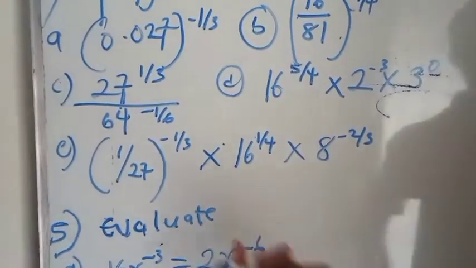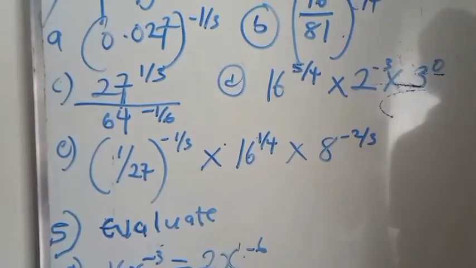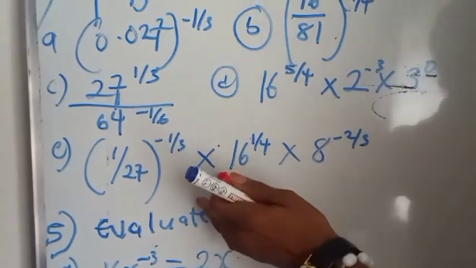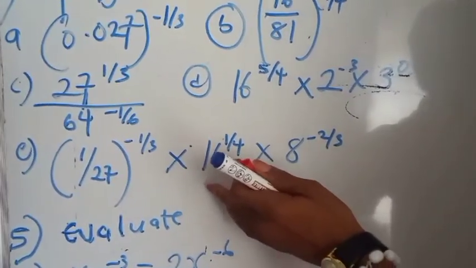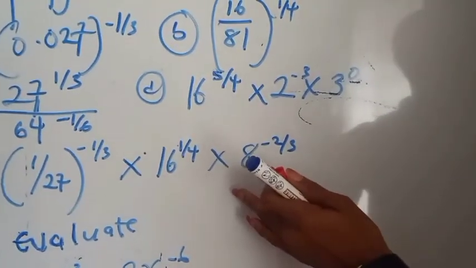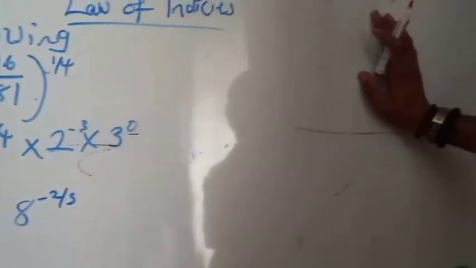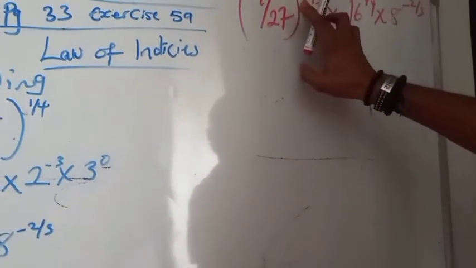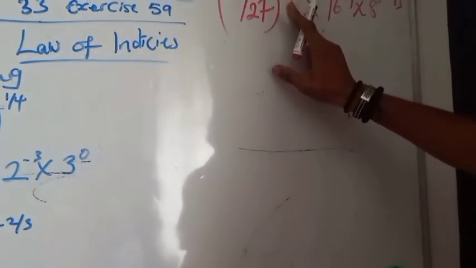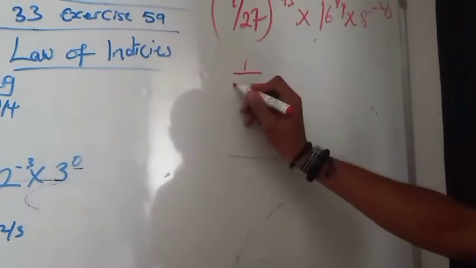We say 1 over 27 raised to the power minus 1 over 3 times 16 raised to the power 1 over 4 times 8 raised to the power minus 2 over 3. What happens next? This is the question. Now let's solve it. This negative sign, we have two laws here, negative power and fractional power. We said the negative power is 1 over the cube root.